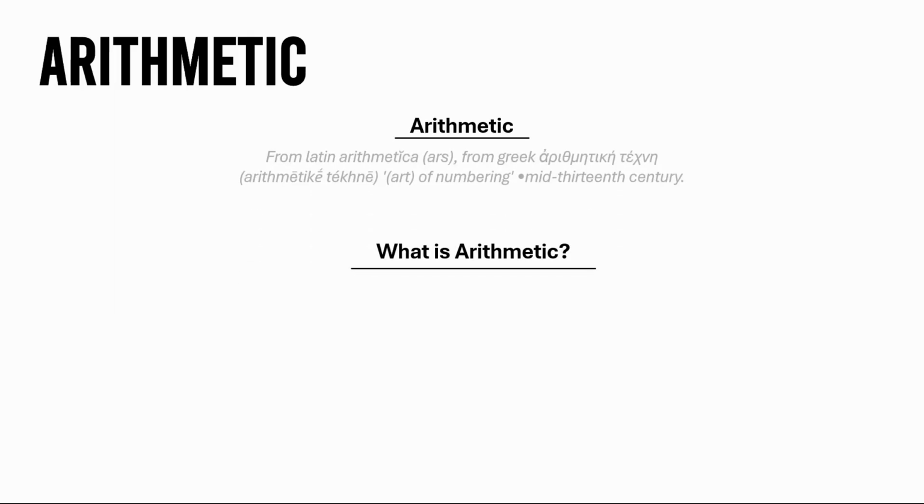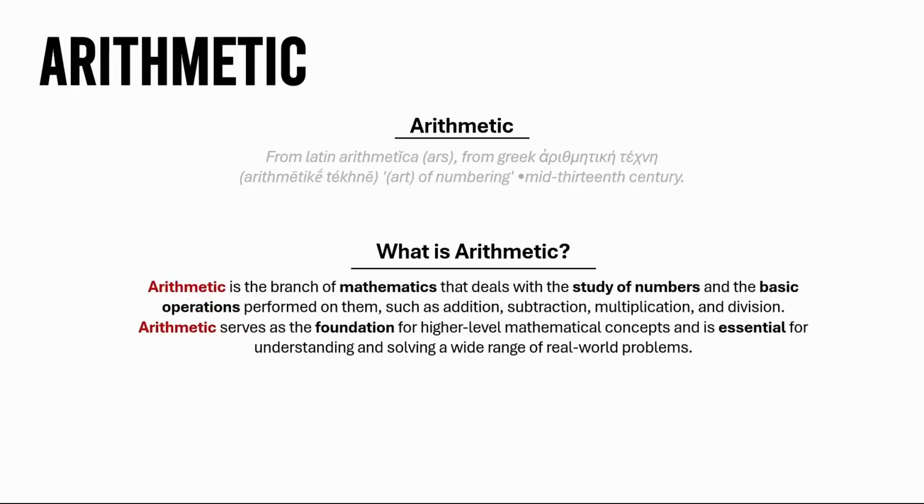What is arithmetic? Arithmetic is the branch of mathematics that deals with the study of numbers and the basic operations performed on them, such as addition, subtraction, multiplication, and division. Arithmetic serves as the foundation for higher-level mathematical concepts and is essential for understanding and solving a wide range of real-world problems.